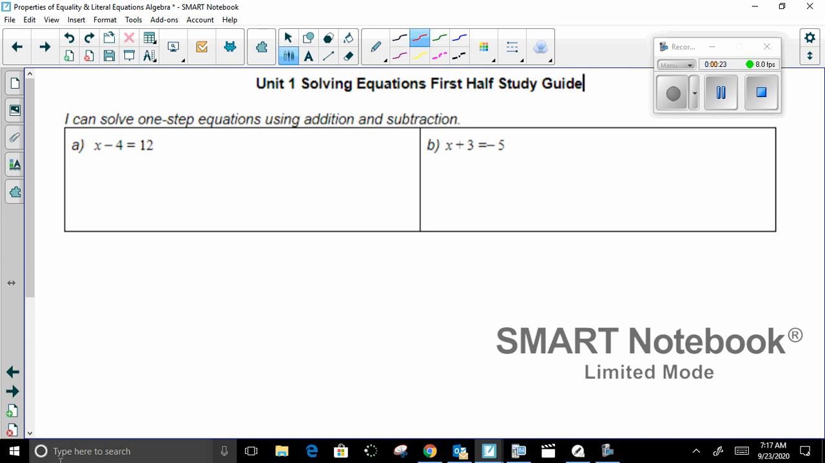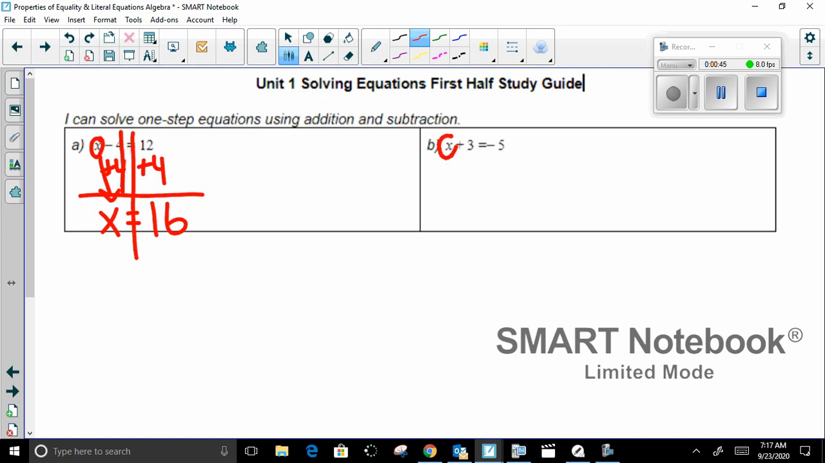All right, so solve one-step equations. If I want to get x by itself, I got to get rid of the minus 4. What is the inverse operation or the opposite of minus 4? It's plus 4, so what you do to one side, you do to the other. Add it. Negative 4 plus 4 is 0. I don't need to put the 0. Bring down your x. And that is 16.